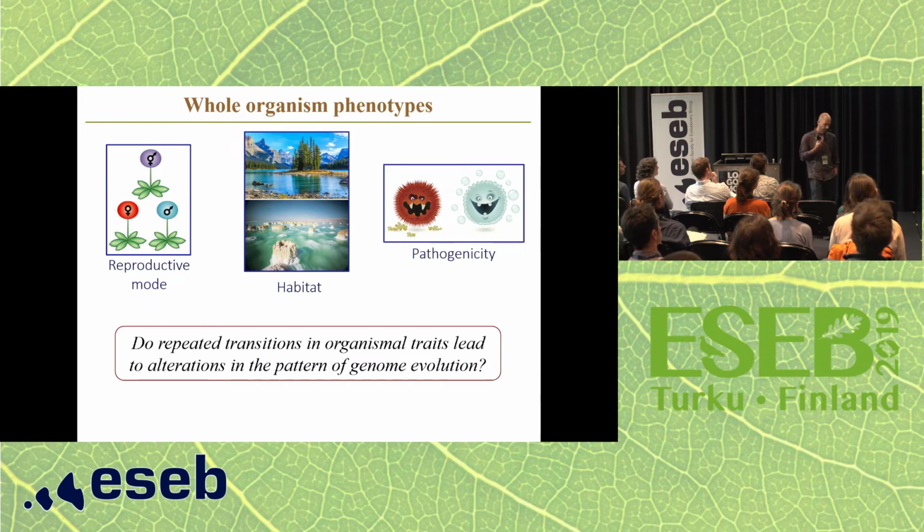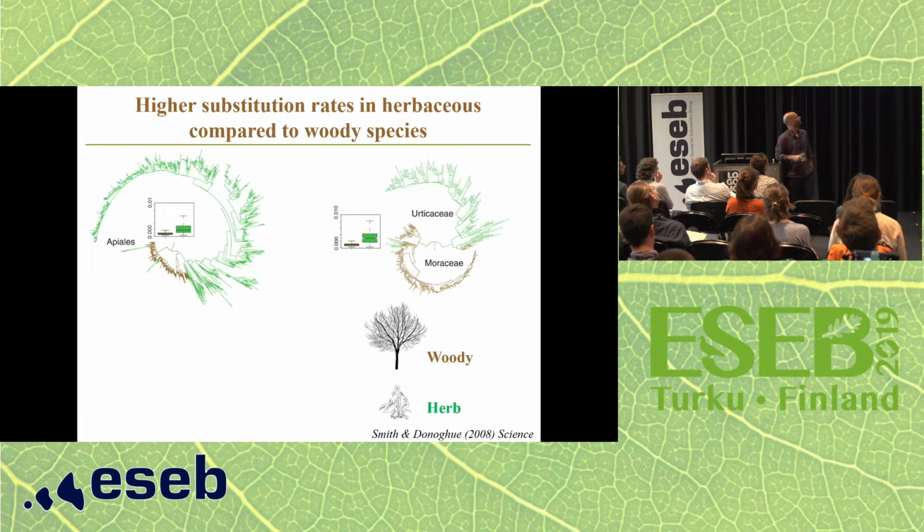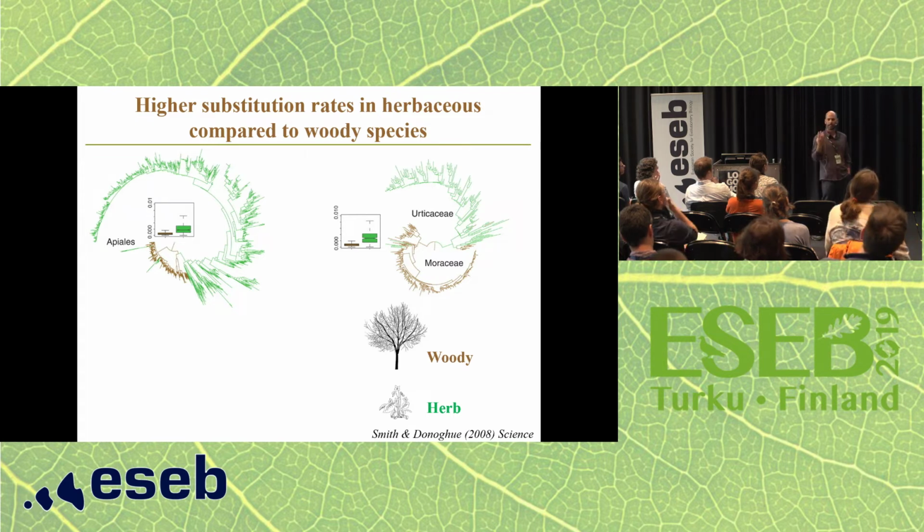Okay, and the basic question that we are interested to ask is, do repeated transitions in organismal traits lead to alterations in the patterns of genome evolution? So let's look at a quite famous example by Smith and Donoghue that looked for substitution rate variation between trees and herbs, or basically a woody plant versus a herbaceous plant. And in this study, they analyzed several large clades of plants. So here we can see 2 examples.